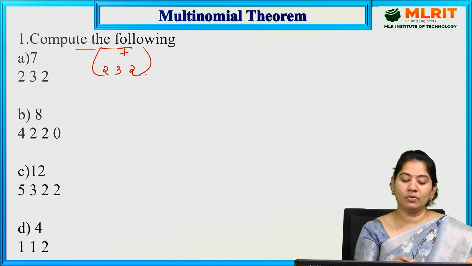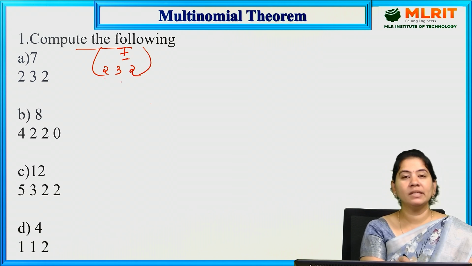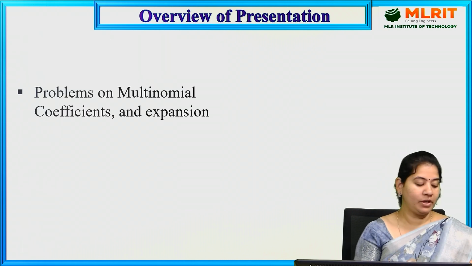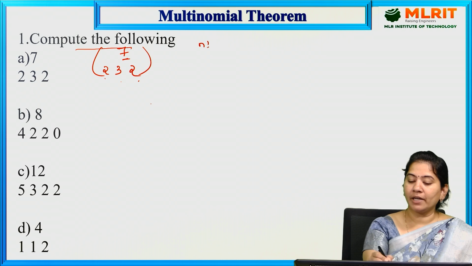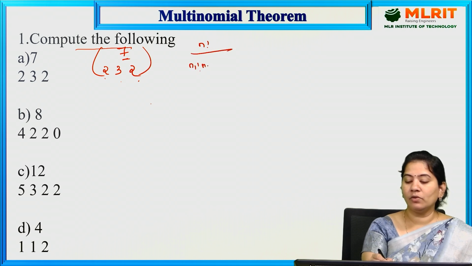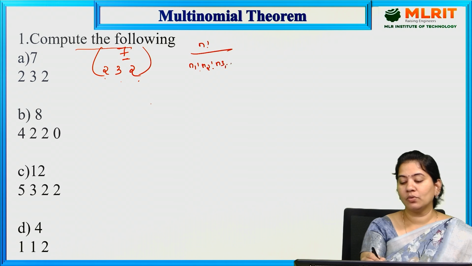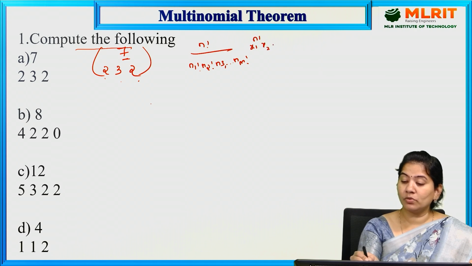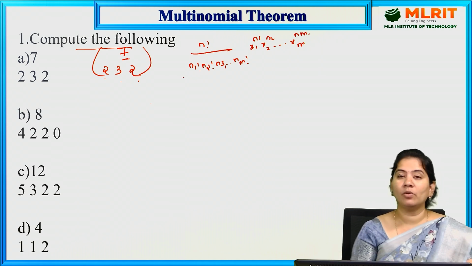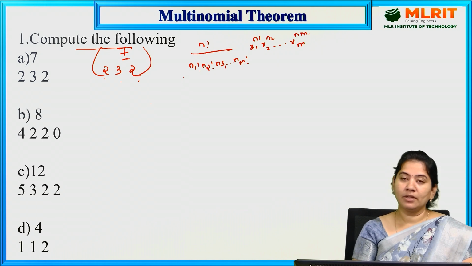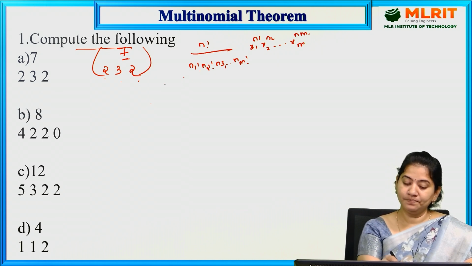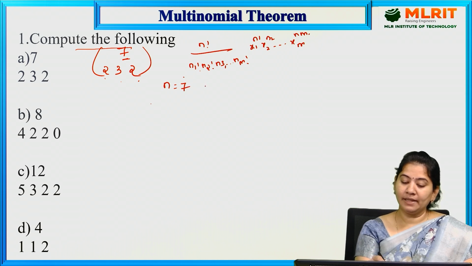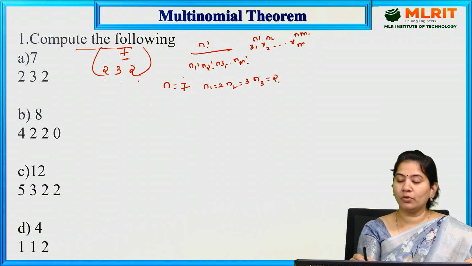Here, as we know, this is n factorial, this is n1, n2, n3. From the multinomial theorem, we know that the formula is n factorial by n1 factorial, n2 factorial, n3 factorial, and so on up to nm factorial, and x1 whole power n1, x2 whole power n2, and so on up to xm whole power nm. Now, by applying this formula, you have to substitute these values. Here n is equal to 7, and n1 is equal to 2, n2 is equal to 3, n3 is equal to 2.